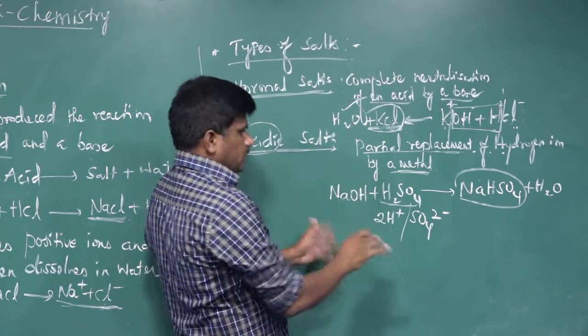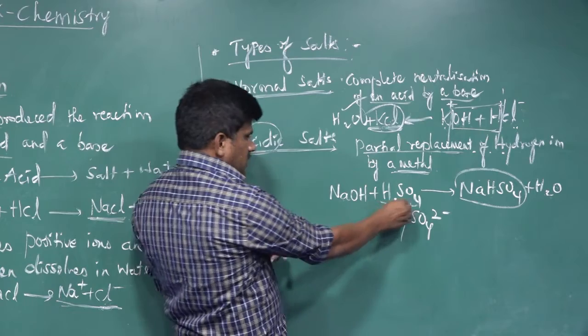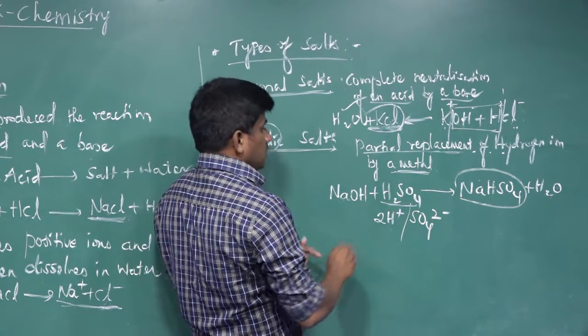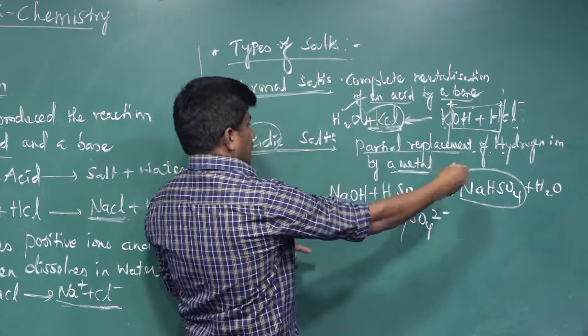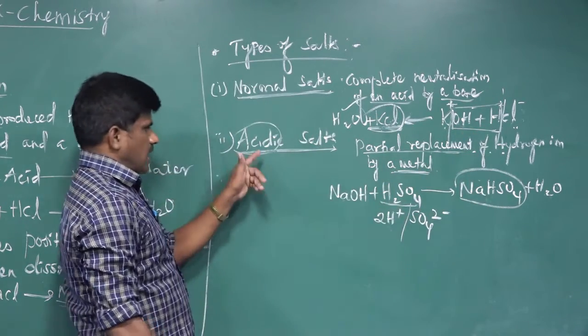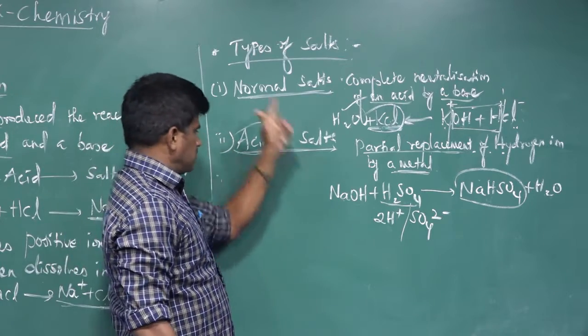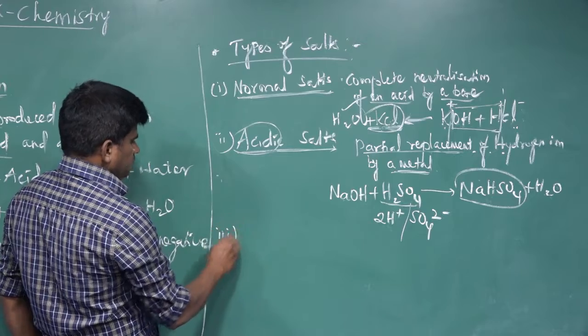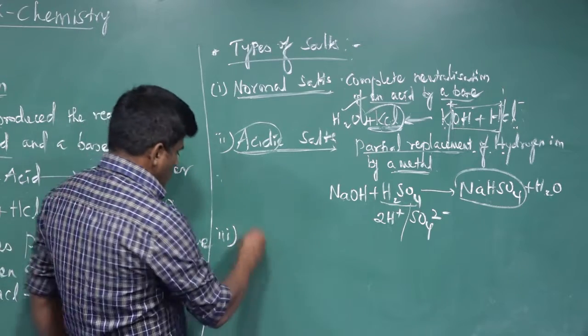This hydrogen reacts with OH minus and forms the additional product, water. The only thing you want to understand here is that partial replacement of hydrogen ion from an acid by a metal gives the product known as sodium bisulfate. The nature of sodium bisulfate is acidic. So this salt is called acidic salt. Next type of salt we go to, basic salt.